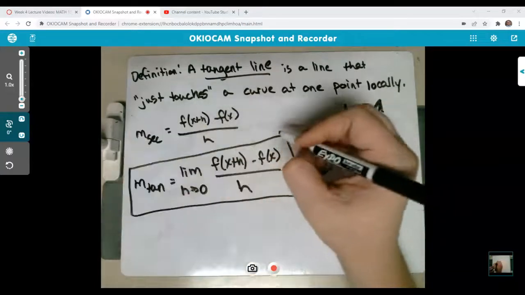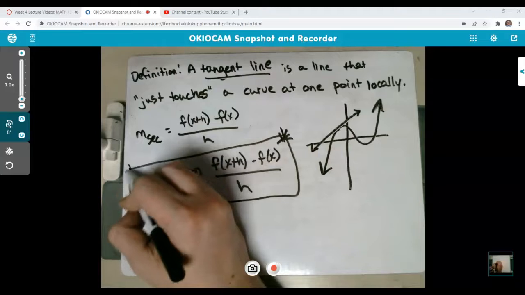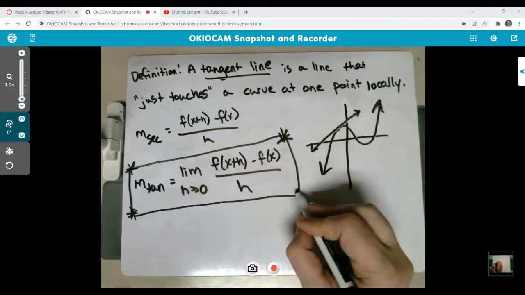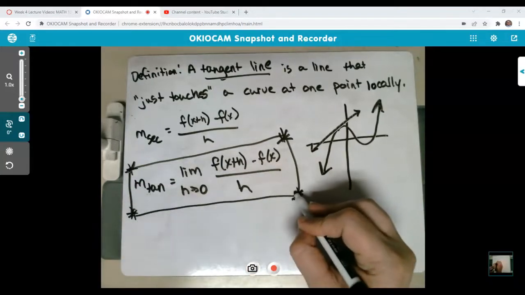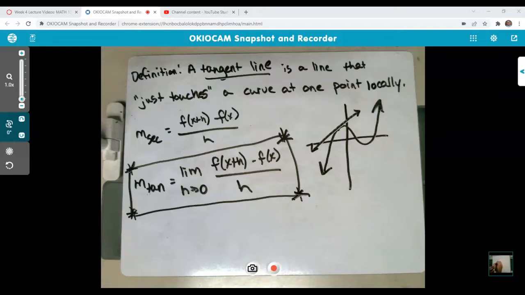That's how I find the slope of a tangent line. This is a big deal. You need to remember this because we're going to use this a lot throughout this class. So that's how I find the slope of a tangent line. Let's do some examples of finding it.